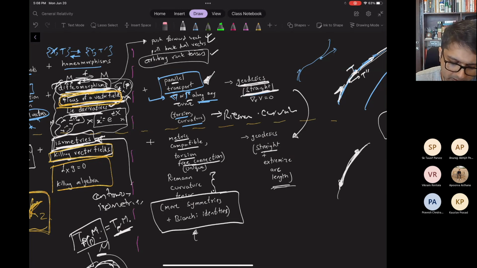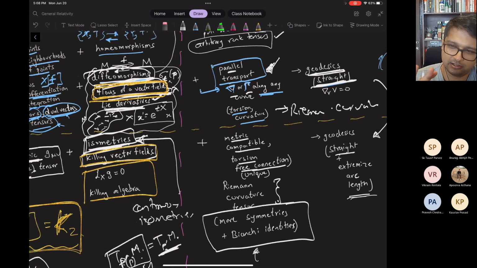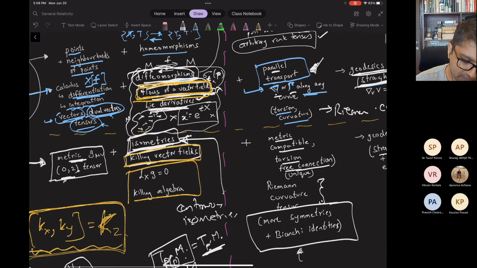So the important takeaway, and we'll do some examples to see the difference between Lie derivatives and affine connection, is that all of this, diffeomorphisms, flows of vector fields, and Lie derivatives, did not require you to define a connection on the manifold. Nowhere were you required to define a connection on the manifold. Isometries are specific diffeomorphisms that get picked out by the choice of the metric. Killing vector fields are again specific vector fields that generate those isometries, or at least generate the continuous isometries.